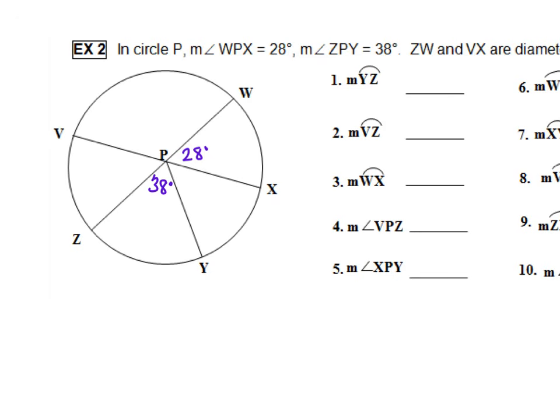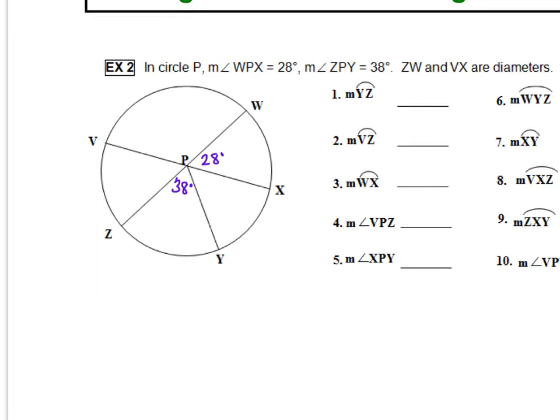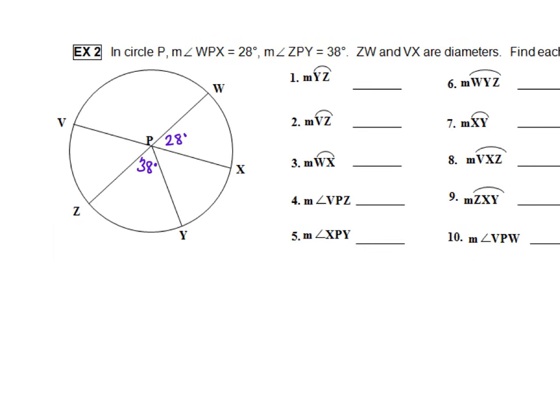All right, then they also told us that ZW, so here's ZW, and VX are diameters. So find each measure. All right, so let's talk about a couple things here. First, we have to find the measure of arc YZ. You see there's that arc above the letters again. So we find YZ, it's along the edge of the circle.